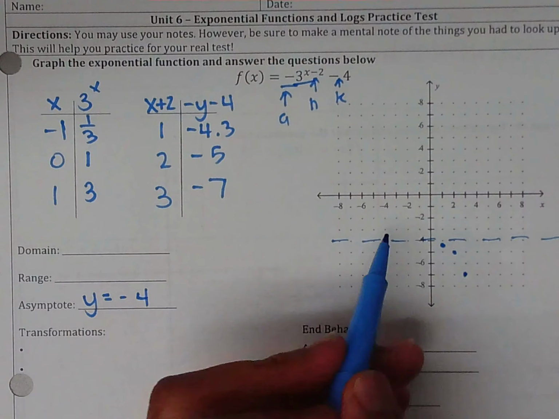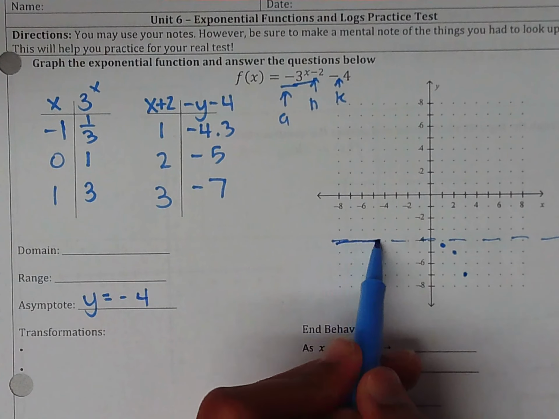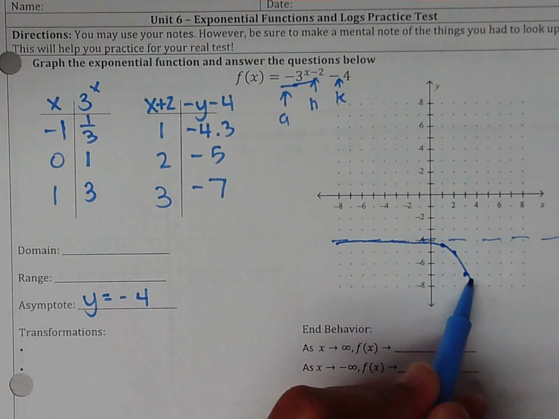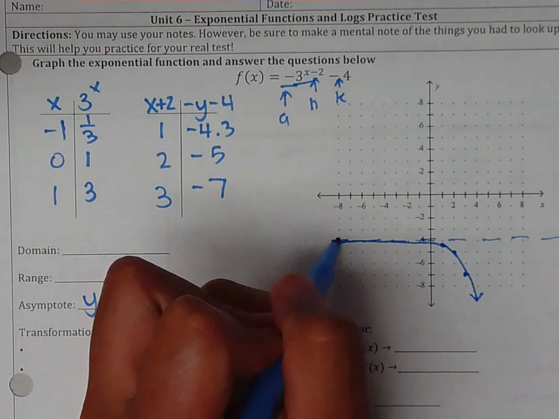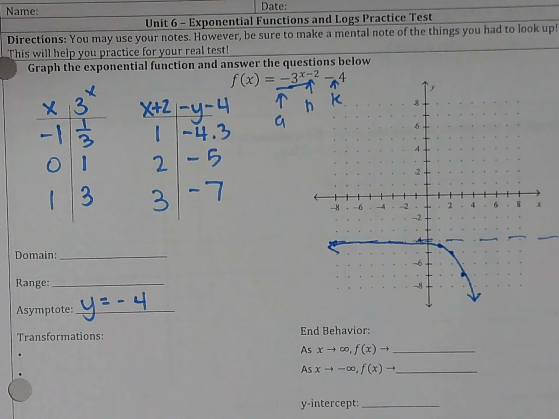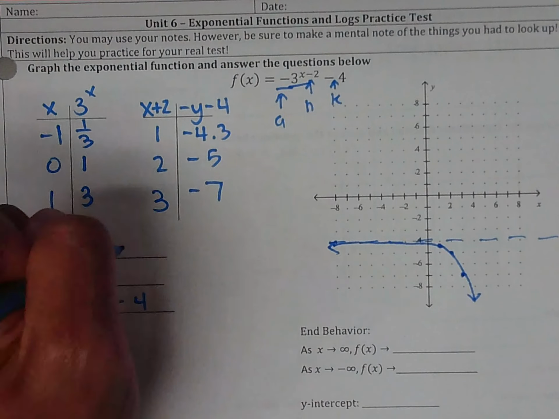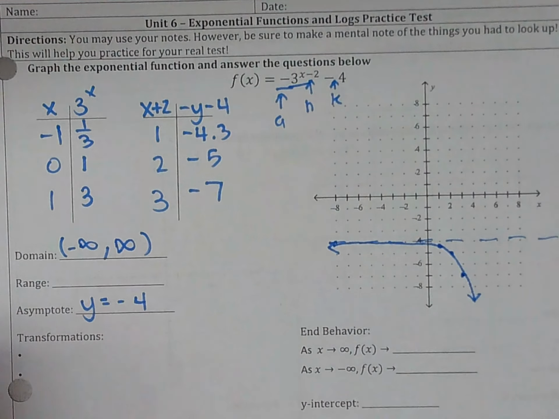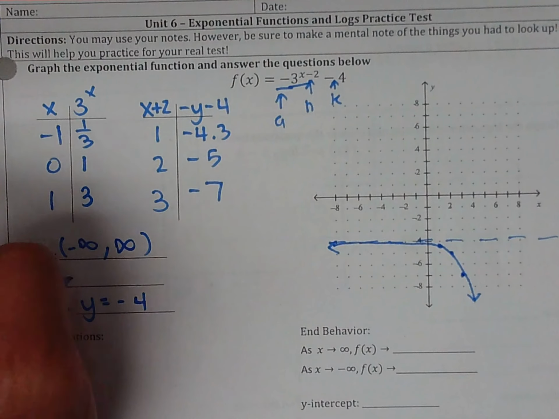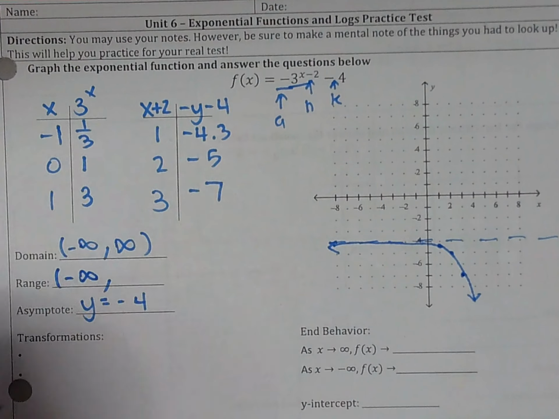All right, and then now we need to create the general shape of our graph. Remember, it's going to look like it's going to touch that asymptote, but never does. All right, there's our graph. So the furthest left our graph goes is -infinity. Furthest right our graph goes is +infinity. Our range, the furthest down it goes, is -infinity. The furthest up it goes is -4.